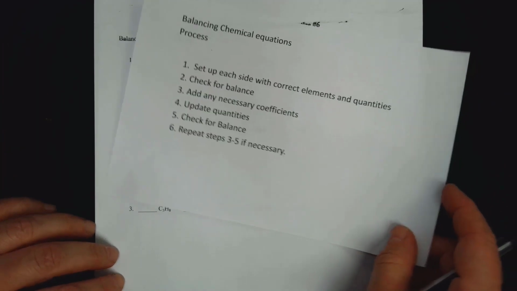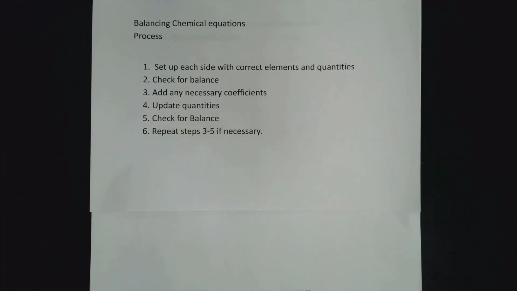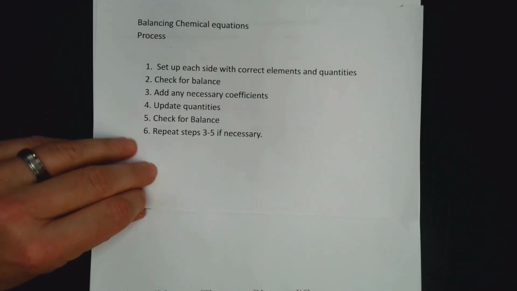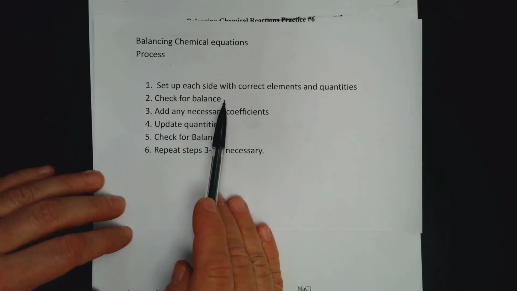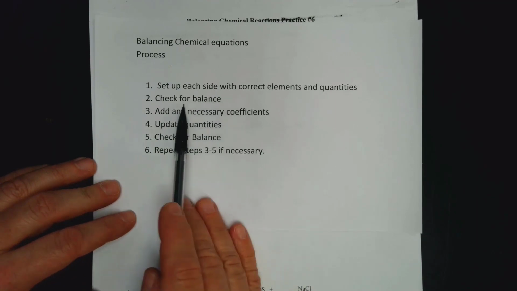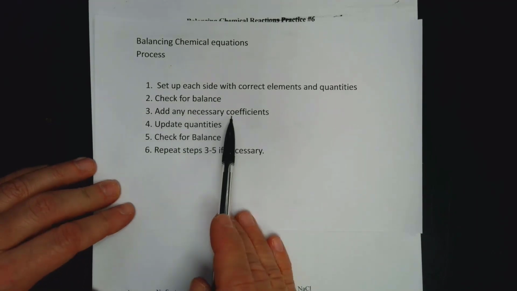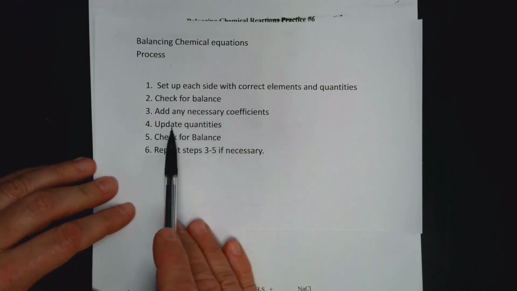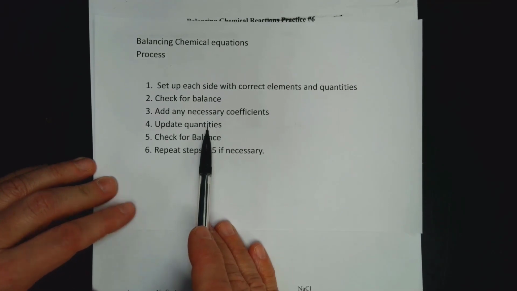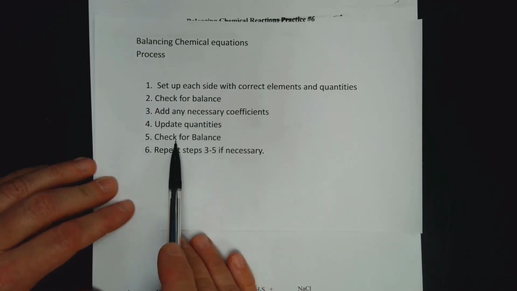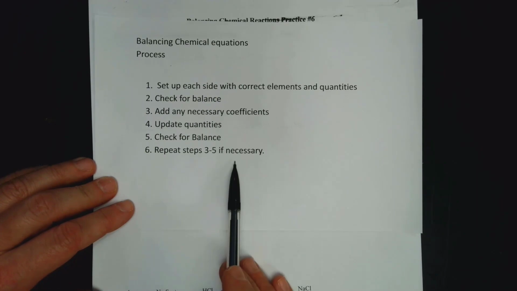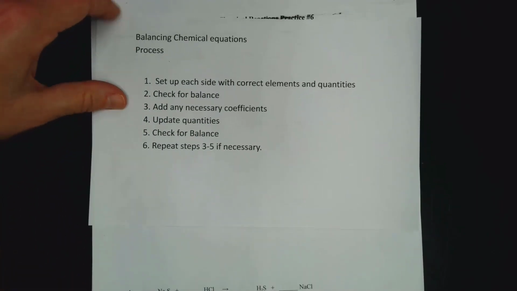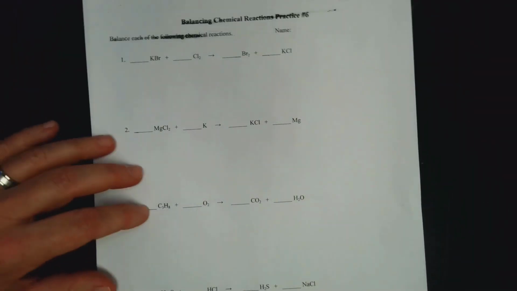And this is the process that I gave you in class on Monday the 6th. And these are the steps. We set up each side with our correct elements and quantities. We check for balance. We add any necessary coefficients. We update our quantities, and by quantities, I mean the atoms of whatever we changed. We check for balance, and we do this until our equation is balanced. It's not as hard as you think, but sometimes it can get a little bit convoluted.